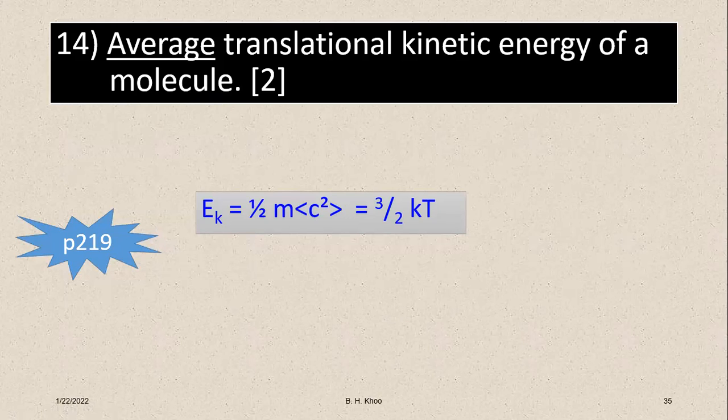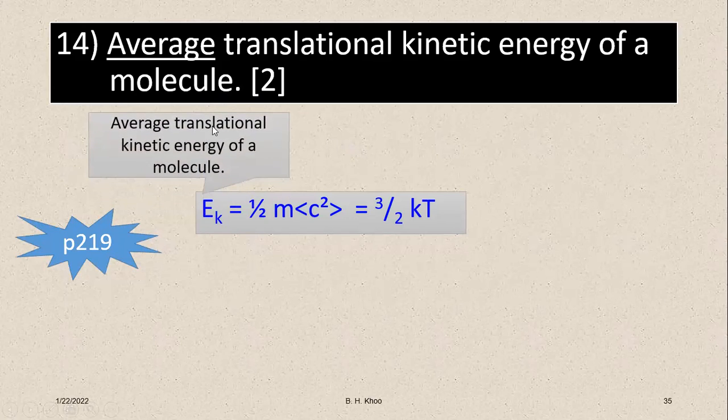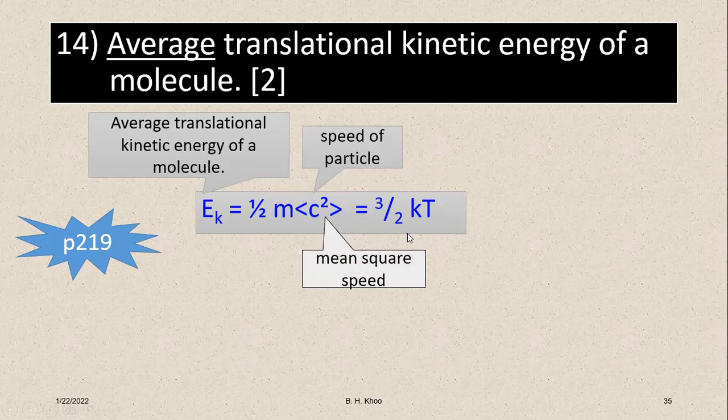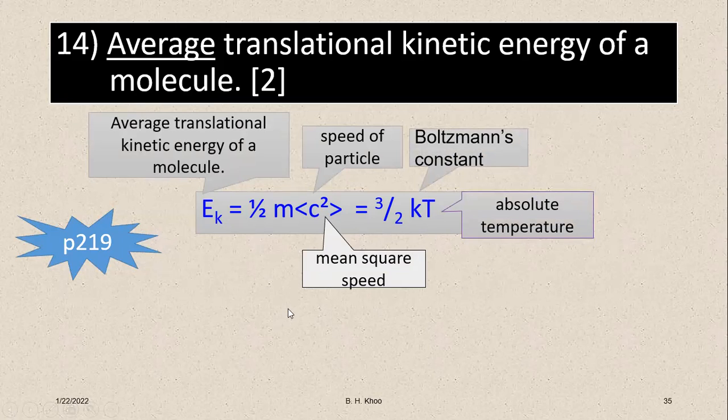Right? What does this equation represent? It tells us the average translational kinetic energy of a particle or molecule. Okay? Page 219, number 2. It is the average translational kinetic energy of a molecule or particle. Remember, we are thinking of a particle, or the molecule has only one atom. c is the speed of the particle, and this whole thing means mean square speed. k is Boltzmann's constant. T is absolute temperature. m is the mass of the particle.